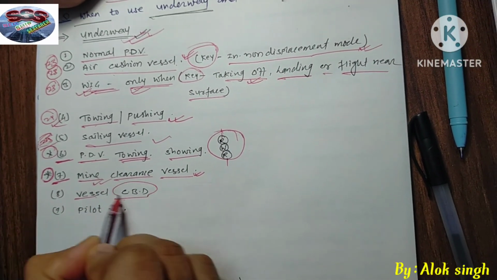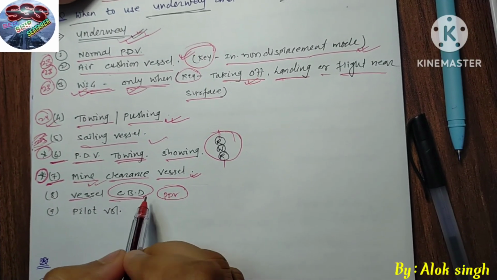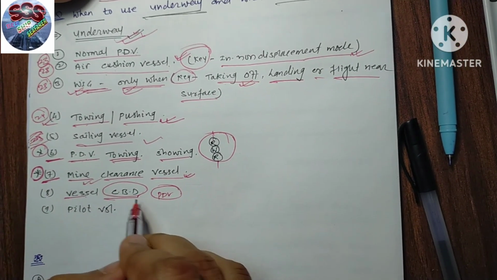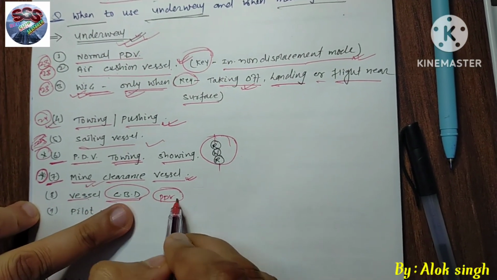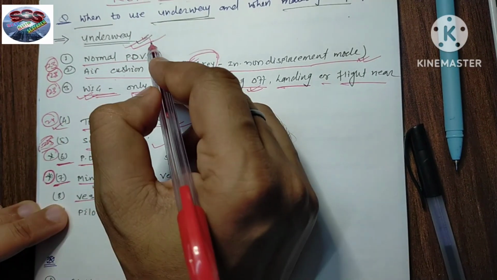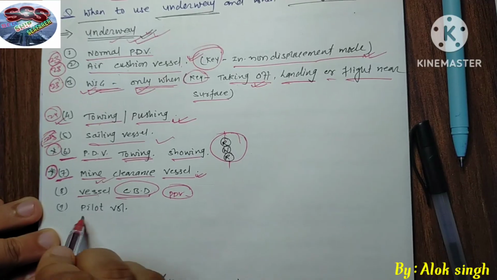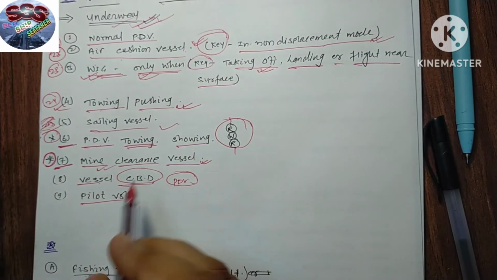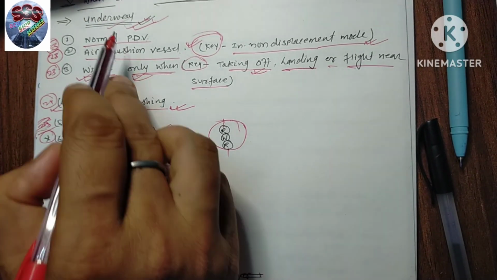And vessel CBD, because CBD is also a power-driven vessel, but it is restricted in its ability to deviate from its course because of its draft. So that is also a power-driven vessel, and whenever there is CBD, we have to use the word underway. Pilot vessel is also a power-driven vessel, and just it is manned with a pilot. So in that case also we say underway.